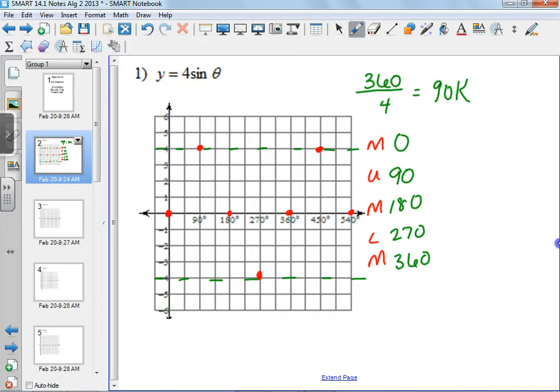What do you suppose I'm going to do with these points? Probably connect them. So do the best job you can. My job's going to be really bad.